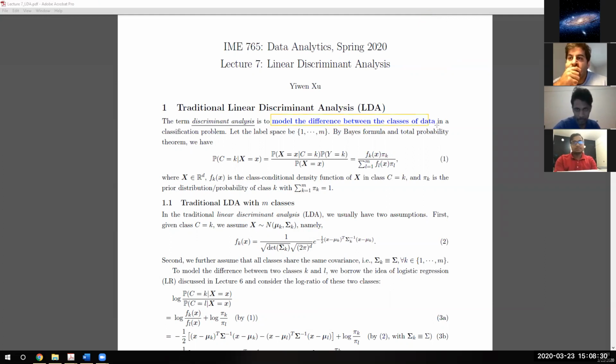This is very important. Discriminant analysis is to model the difference between the classes of the data. So suppose I have, say, m classes. I'm going to do something like one-to-all or one-to-one, these kinds of pairs. I'm going to compare. Before formally introducing it, we're first going to express the posterior by the Bayes formula, okay? And we're going to write it in this way here.